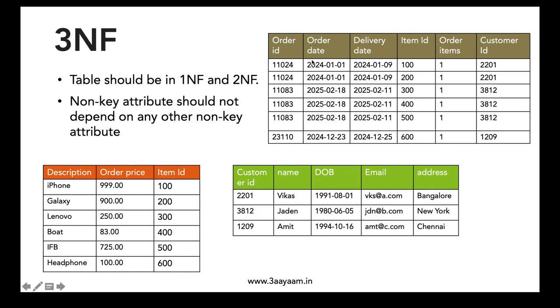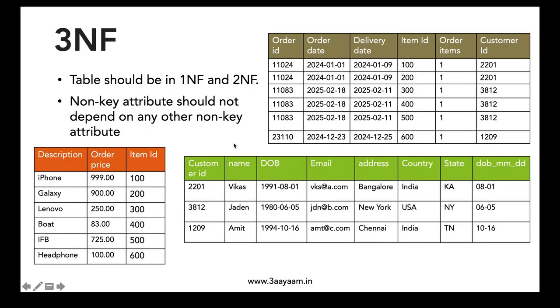It is dependent on the order ID. Same is the case with order items. Order items is dependent on order ID, and this is a non-significant column, and we can completely remove it also. And then customer ID is also not dependent on anything else apart from order ID. This is in third normal form. And you go ahead and do it for the other tables. So all the 3 are in third normal form. So what will I do? I'll expand one of the tables. So let me expand the customer table.